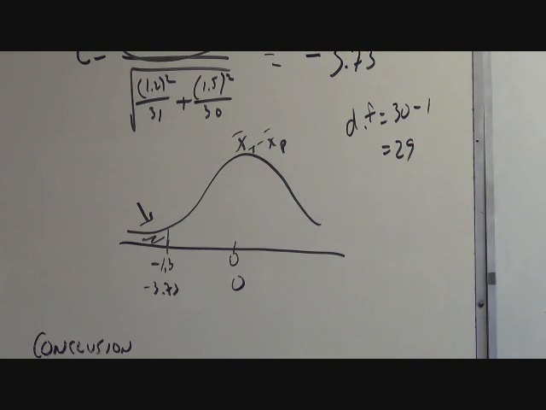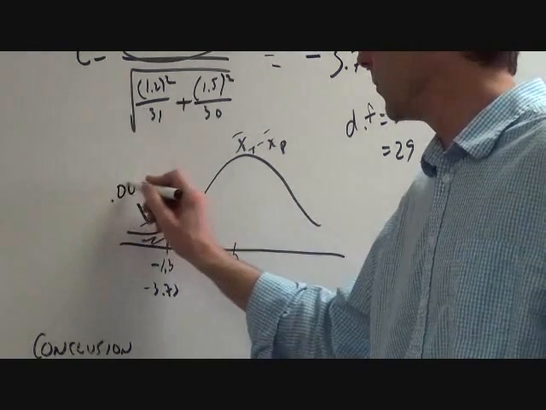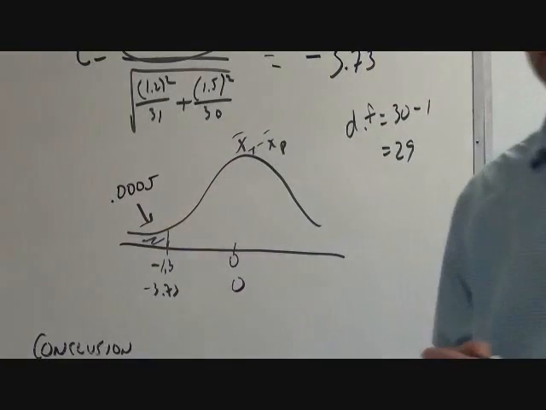Is it off the chart? Yeah. Is it just off the chart? So translation, this p-value is 0.0005.